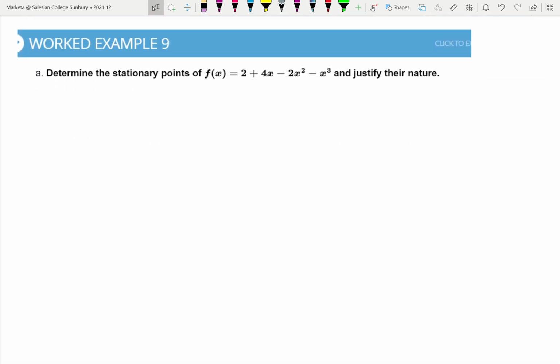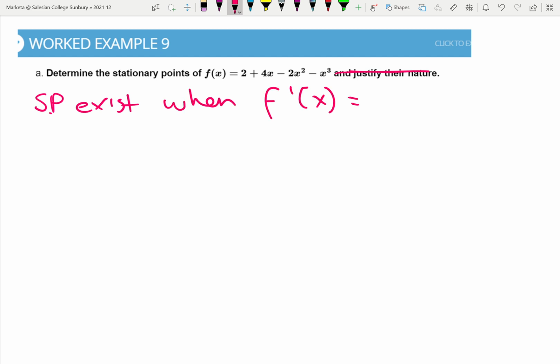So let's look at worked example 9, where we have to determine the stationary points and justify their nature. So I'm just going to cross out the justify their nature for a start, and we'll worry about determining them. So the big idea is that stationary points exist when the gradient is 0. So in this case, f'(x) equals 0. So if we're going to find when f'(x) equals 0, of course we're going to need to find f'(x).